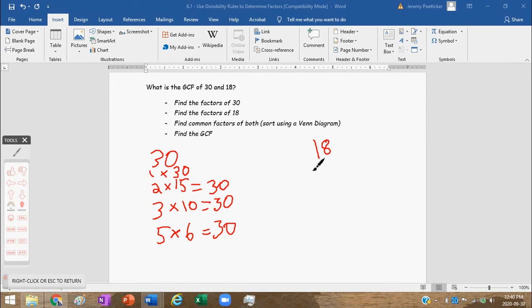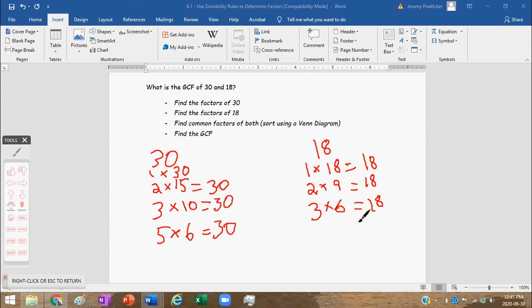Okay, let's try 18 now. Our really obvious one is 1 times 18 is 18. We can look at that and say, oh wait, look, it's even. 2 times something. 2 times what? Well, 2 times 9 has to equal 18. Let's see here. 1 plus 8, that's 9. Can we divide that by 3? Yes, we can divide that by 3. So 3 times something, and 18 divided by 3 is 6. There we go. 3 times 6 is 18.